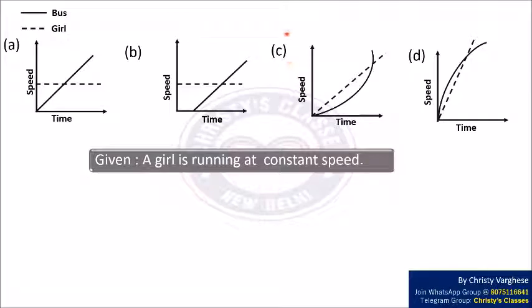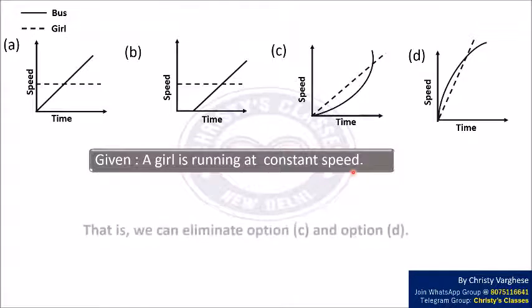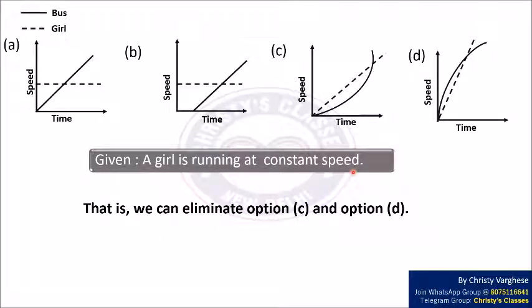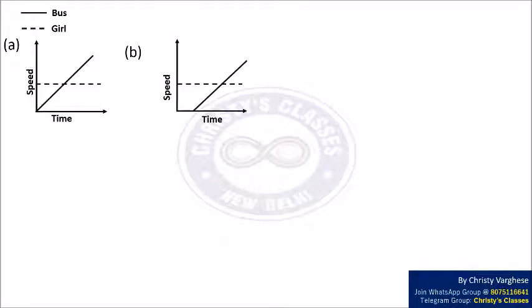Now, consider option C and option D. Here, the dotted line represents the girl. From both these options, it is clear that the speed of the girl is increasing with respect to time. But it is given that the girl is running at a constant speed. So, we can clearly eliminate option C and option D. Now, we are left with only 2 options, option A and option B.